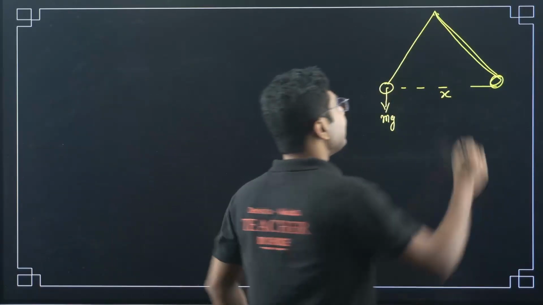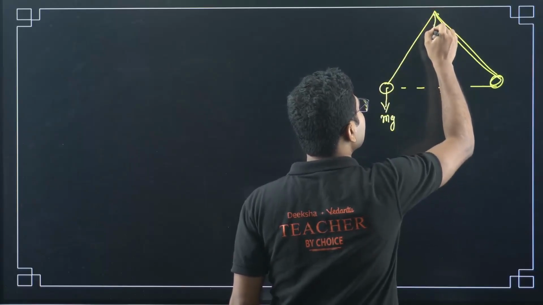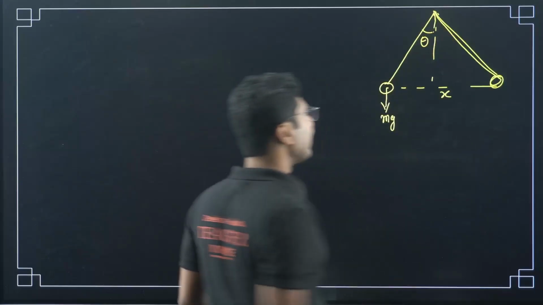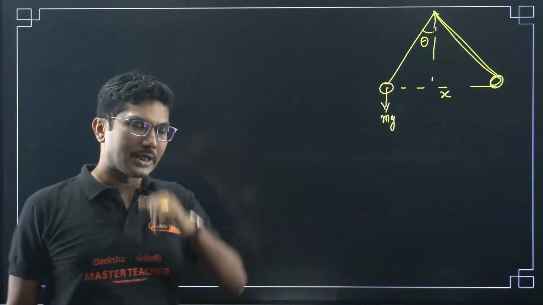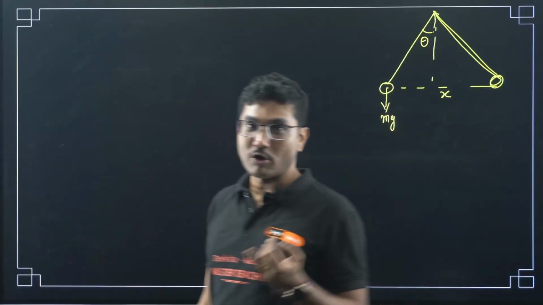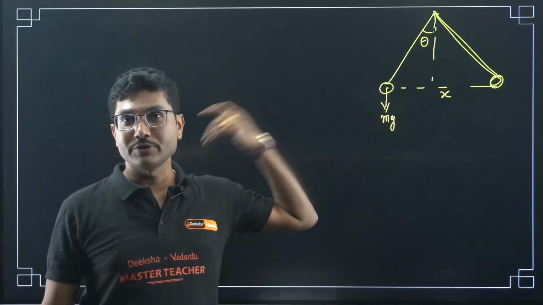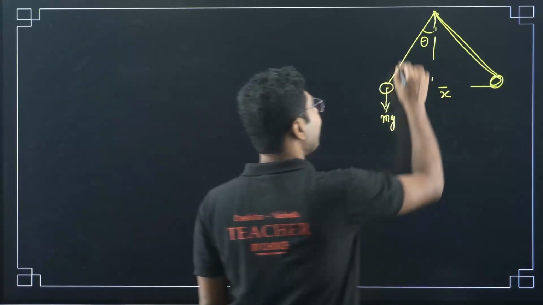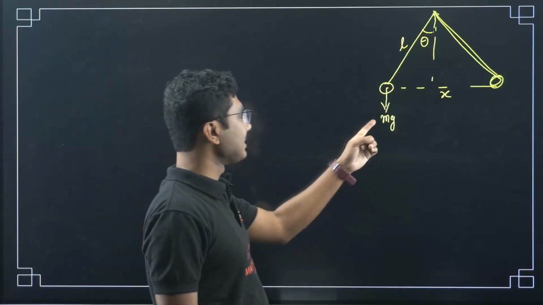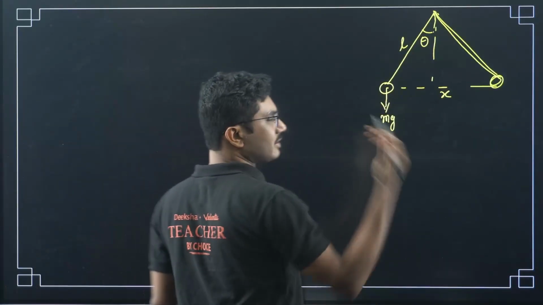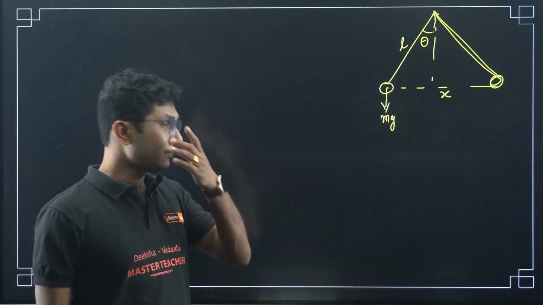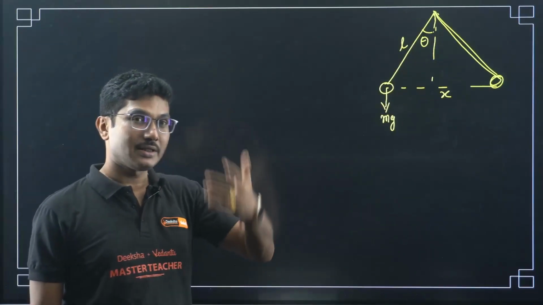If this is the angle with the vertical and this angle is small, there are some approximations we can do. If you have seen my bridge course, there I have explained the approximations for small angle. So those approximations we have to apply. This distance is given as L, the mass is given as m, and the charges are both small q. Now let us understand what all the forces acting on this system are. That is a free body diagram.